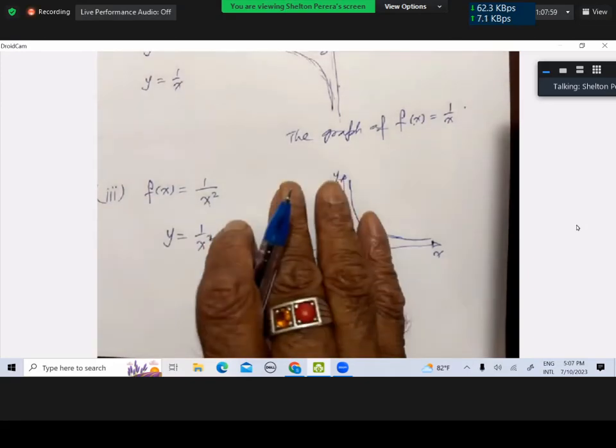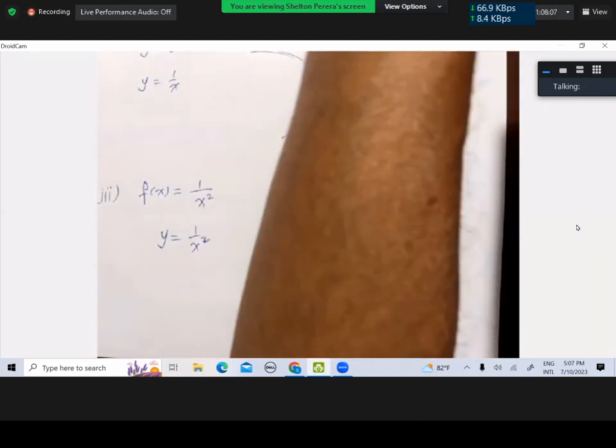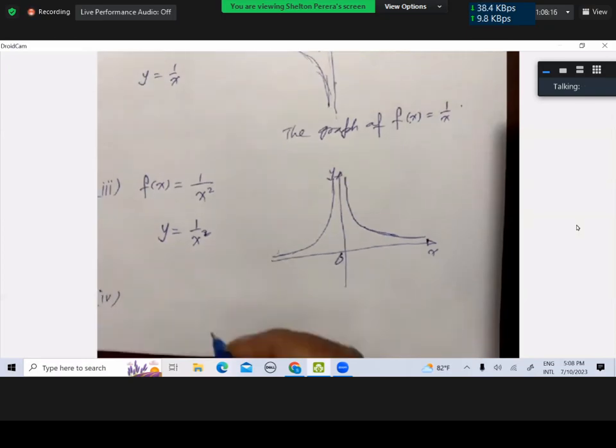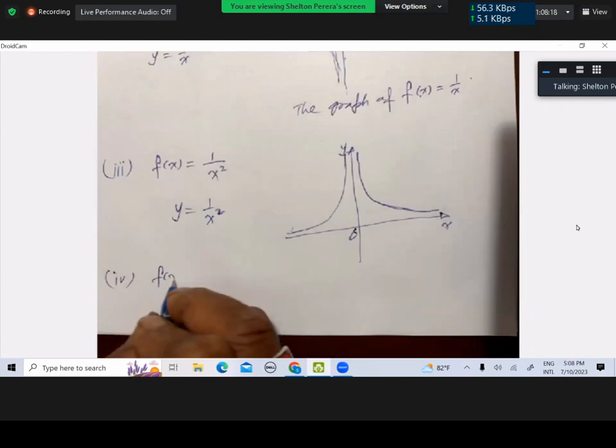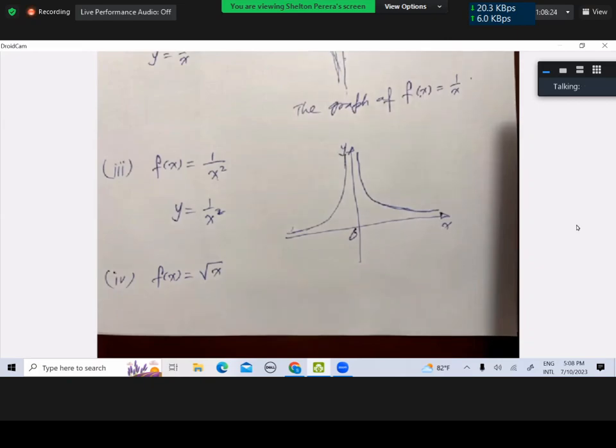Then y equals square root x. Did I write y equals square root x? We sketch it after we came. Then the fourth one, f of x equals square root x. Domain is x greater than or equal to 0. Remember, the graph is the graph of y equals square root x. We have done that last time.